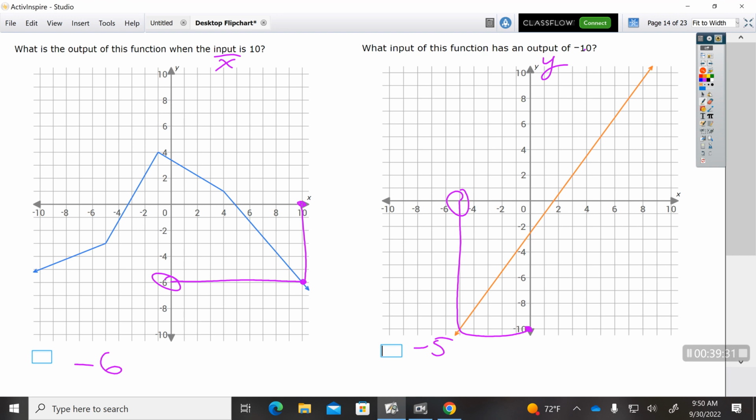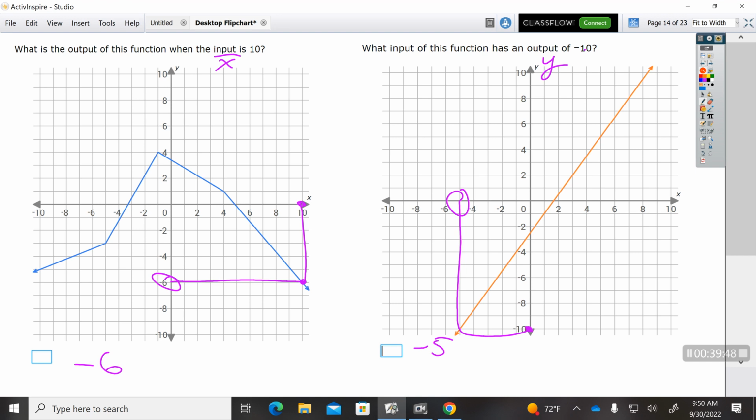Any questions so far? Es lo mismo, pero en vez de decirte x, te dicen input. Y es lo mismo, pero input tú tienes que saber que es x y output es y. Everybody gets that so far?